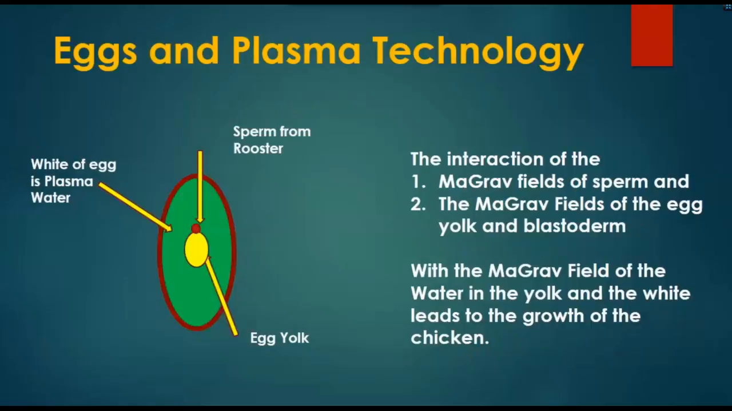And it's exactly the same as when we look at an egg. We can have the egg yolk, and it's the interaction of the magnetic fields of the sperm from the rooster and the magnetic fields of the egg. Without that sperm from the rooster, we would not get life as a little chicken. But it's that third factor and that third interaction of the fields which then creates that life, just like in the seed.